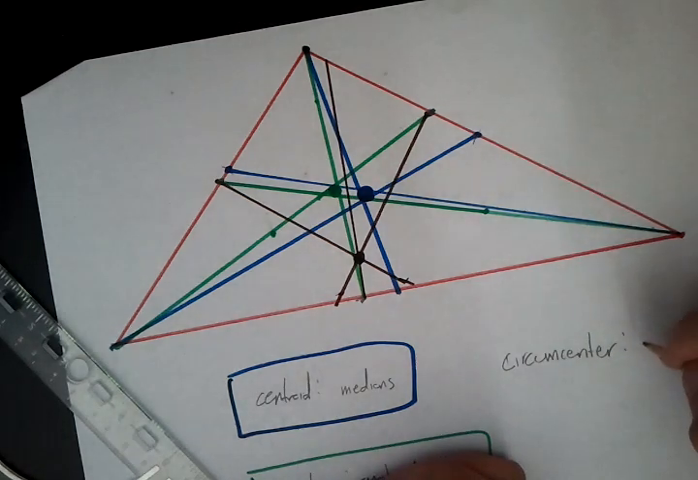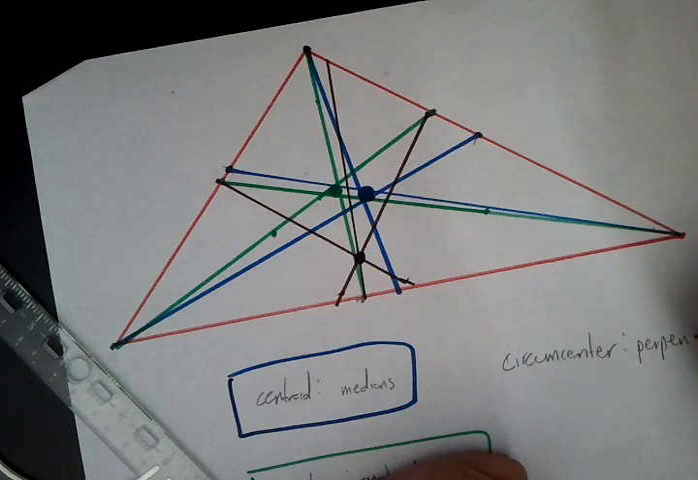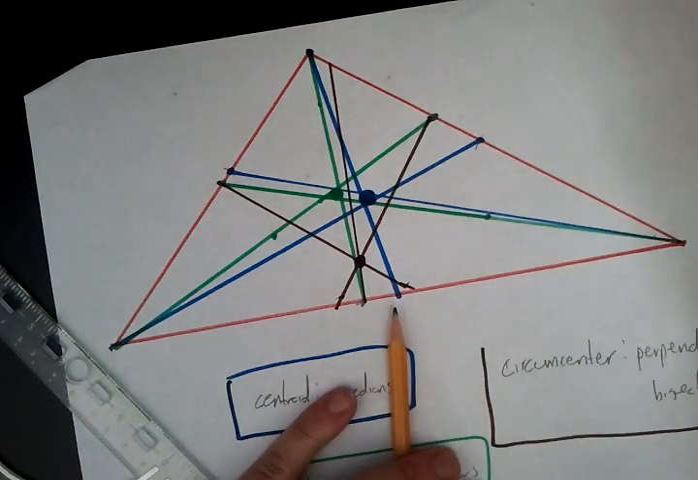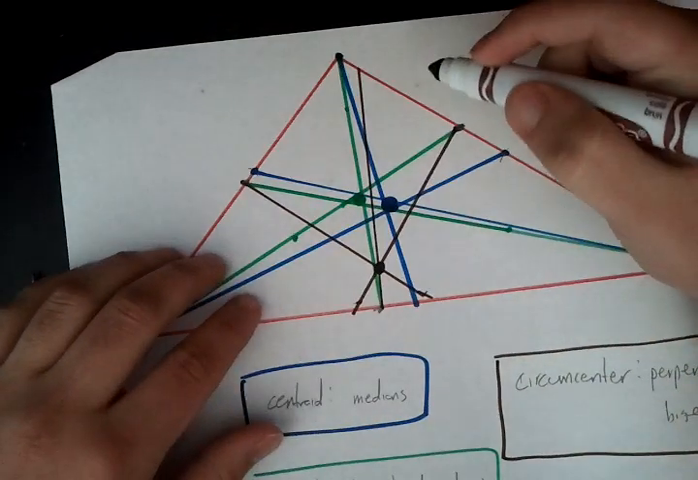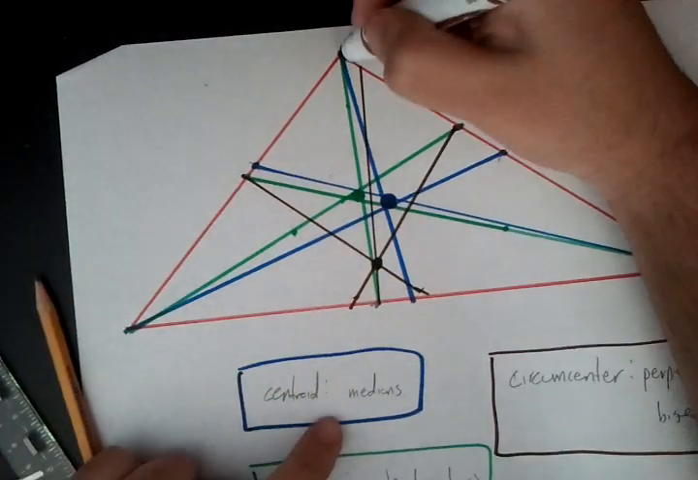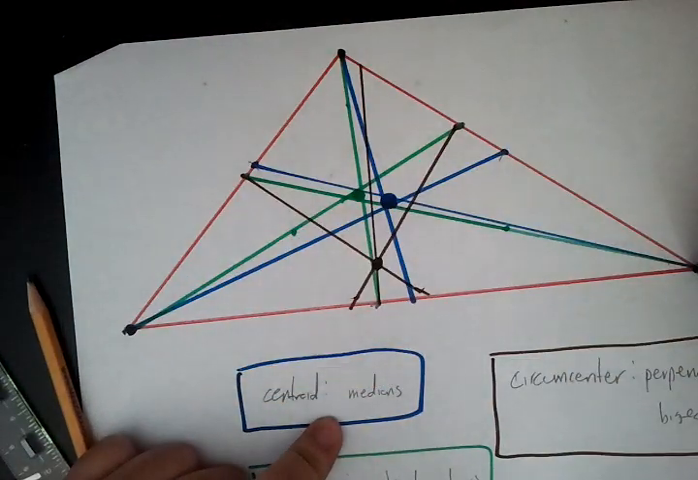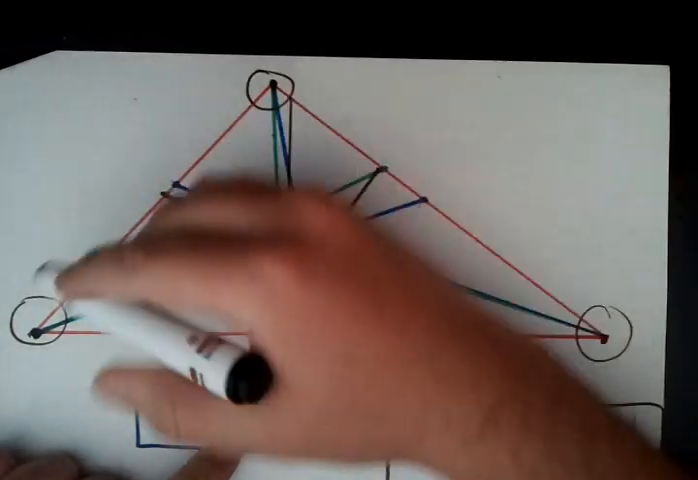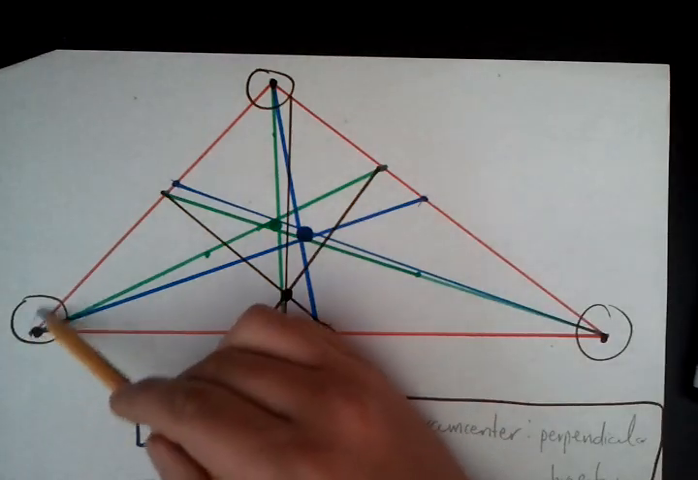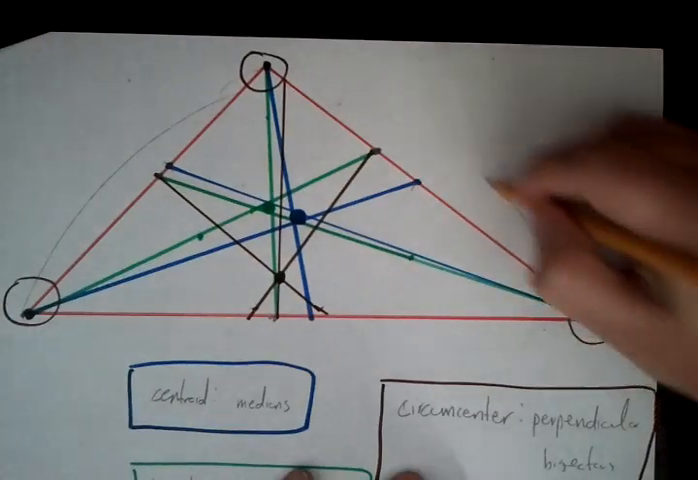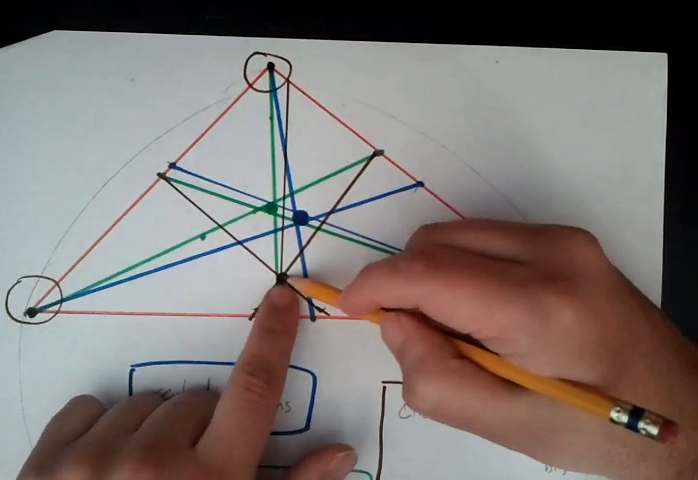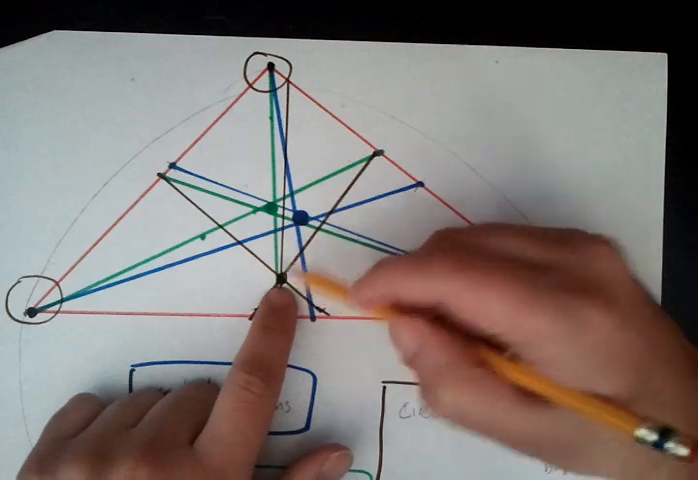Circumcenter is done by finding the perpendicular bisectors. And the interesting thing about this center is that any 3 points define a circle, which means that the 3 points that define this triangle, so these 3 points, 1, 2, 3, define a circle. So we can draw some kind of circle in pencil. Big circle probably continues down here. But the point is that this brown dot we found is the center of that circle.